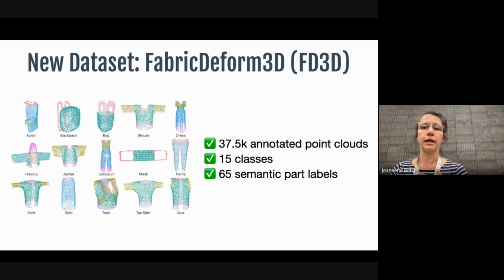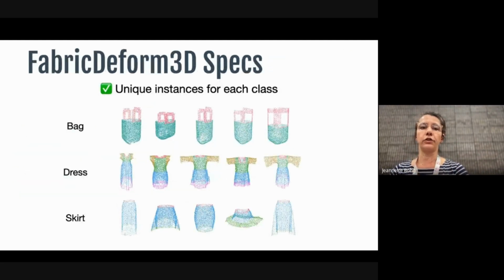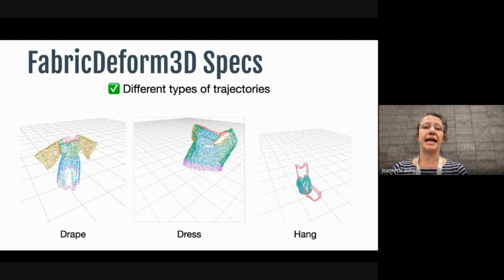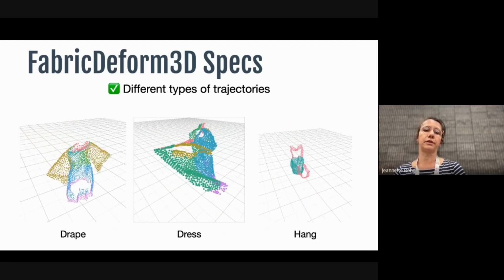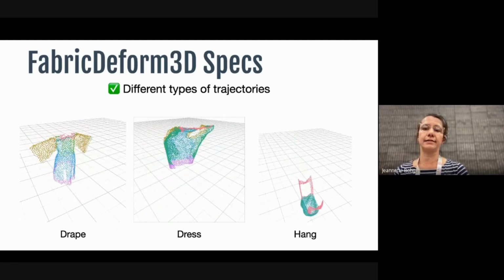And yeah, so there are, of course, also different unique instances for each class, or you could think of them as styles of bags and dresses and skirts and so on. And also, we don't just have static objects here, but they are actually being animated. So these are the different types of trajectories that are generated for these object classes.